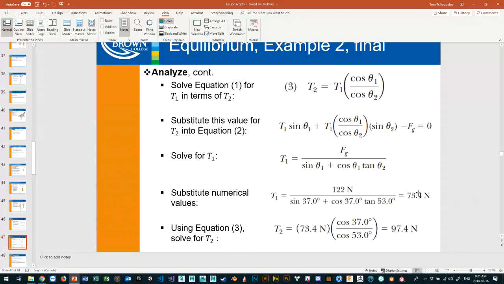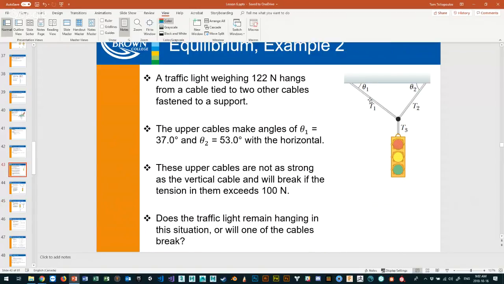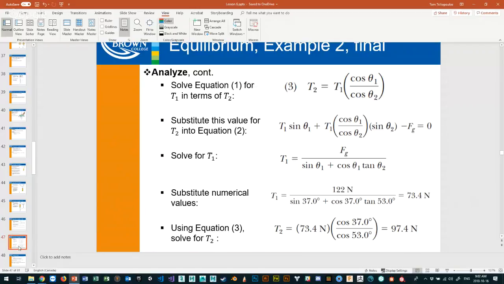Now we know what we were told, that we cannot have a tension of 100 newtons on any one of the wires, or the traffic light will fall. It won't be supported. So we know that 73.4, at least on this axis, so if we go back to the example, this part of the traffic light over here is strong enough to support the traffic light, this tension wire. How about the other wire?